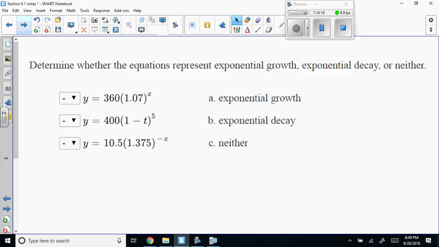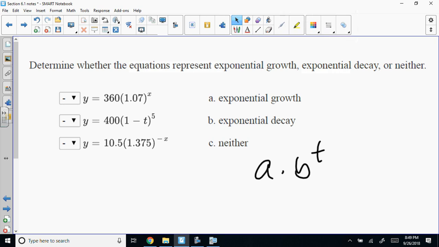All right, so let's determine whether the equation represents exponential growth, exponential decay, or neither. Growth means that the base, and we've got to look at this because these are all in the form a times b raised to the x or t, right? Doesn't really matter. But here's your base. If that base is greater than 1, we have a growth.